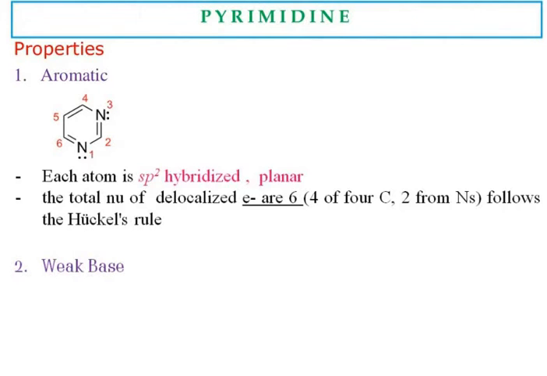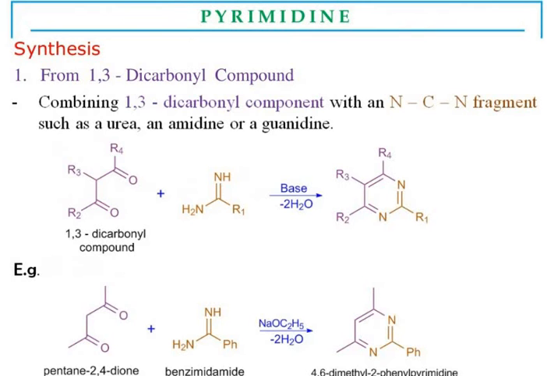Each atom is sp2 hybridized, meaning planar. The total number of delocalized electrons is 6, 4 from the carbons and 2 from the nitrogens, which follows Huckel's rule. Weak base.